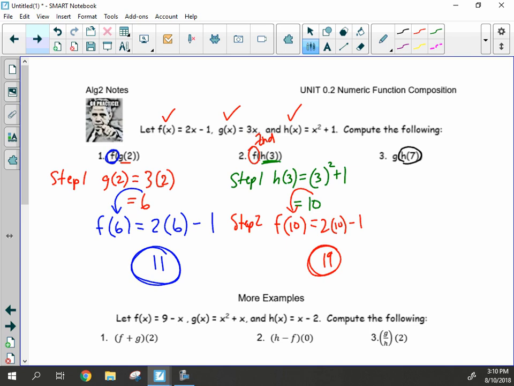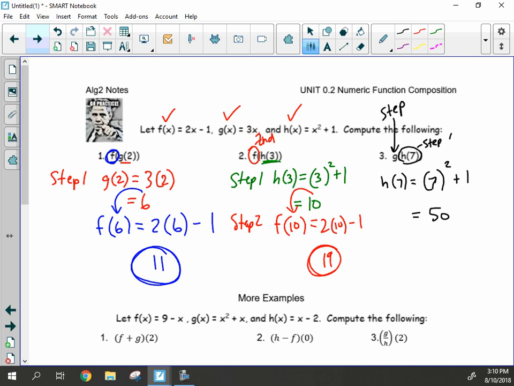Here's step 1. So we're going to do H of 7. The H problem says x squared plus 1. So we put the 7 inside. That gives us 50.